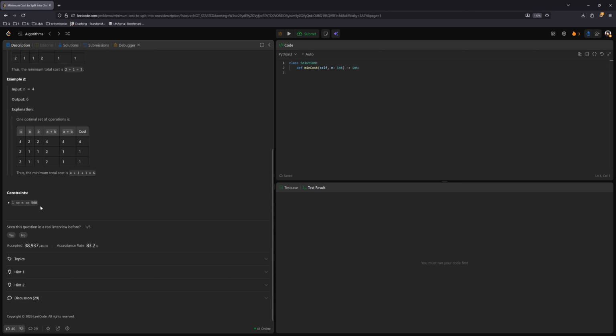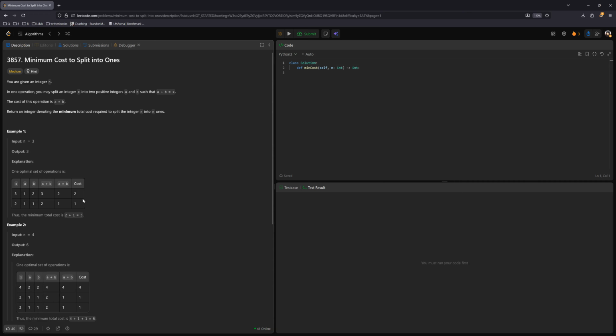N is 500, huh? n is 500. Return an integer denoting the minimum total cost required to split n into n 1s. So 1, 2, 3. Okay, and so then each one has to recursively split, right? So cost to get it to ones.